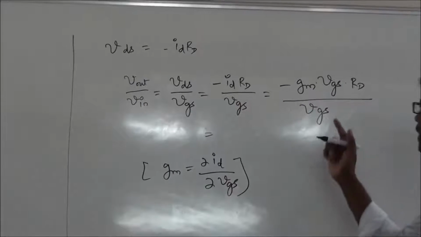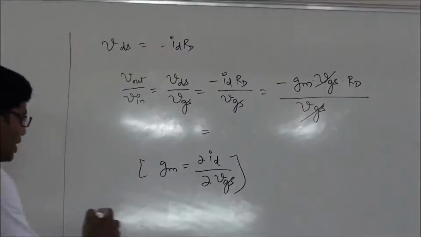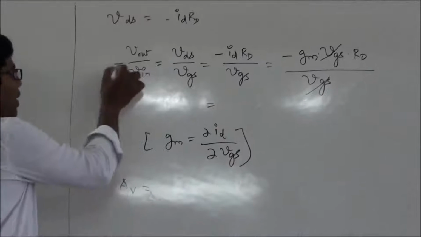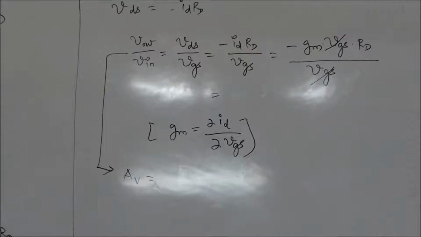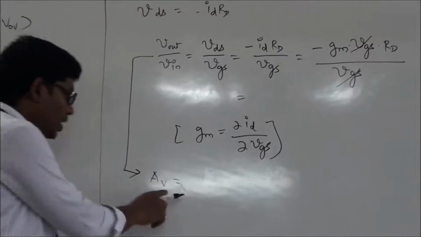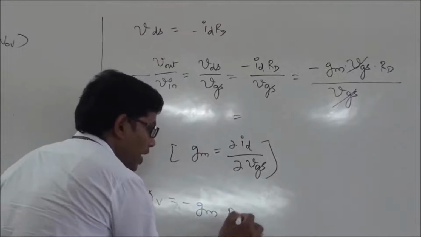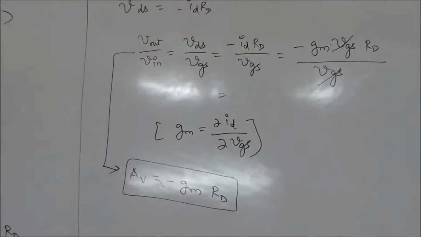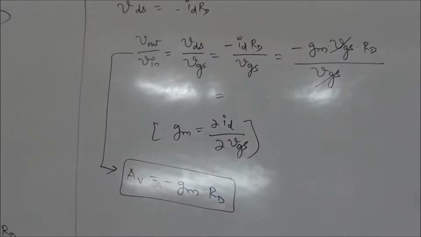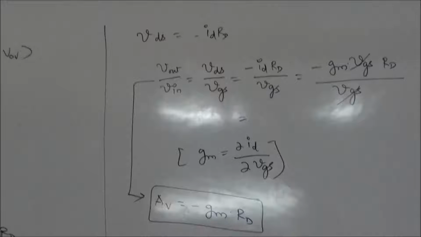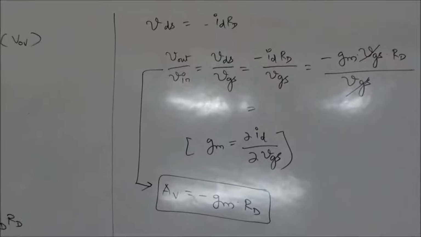You got this? Then, striking off these two, this vout by vin I can write as gain, because vout is my output voltage and vin is my input voltage. So gain with reference to voltage, after striking, you get gm times RD. From this, what we conclude is that the gain of the input signal vgs, which has been given to this common source amplifier, is dependent on two things.